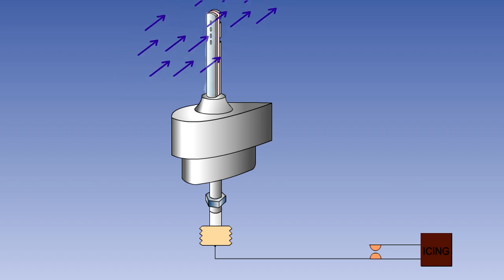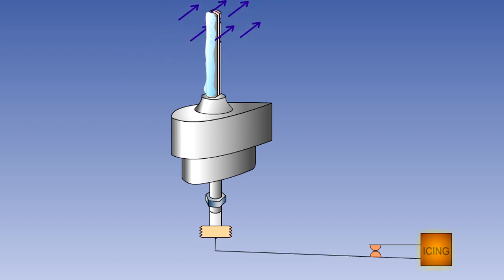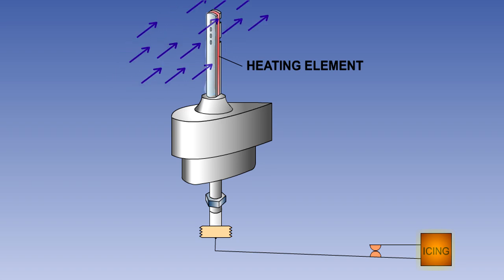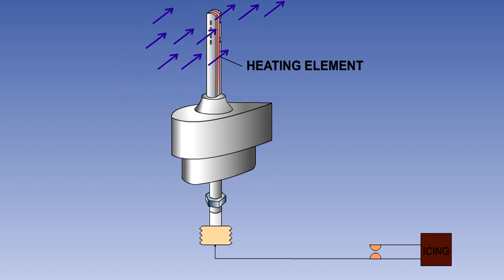In icing conditions, the leading edge holes become blocked by ice, and the pressure in the tube falls. The capsule contracts, causing the ice warning light to illuminate. There is a heater element fitted around the tube to melt accumulated ice. Once again, the more quickly the ice reforms, the more severe are the icing conditions.